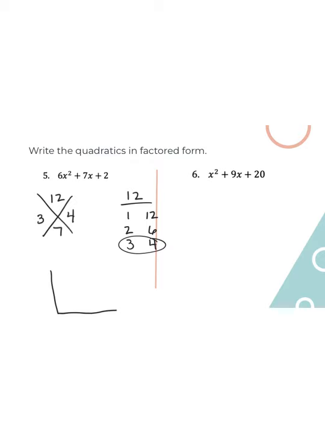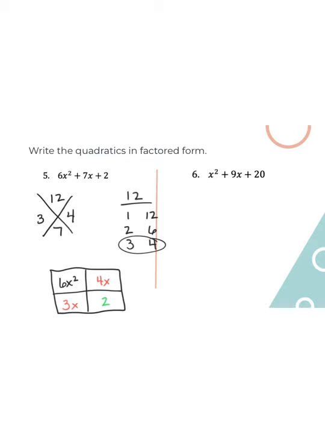I'm going to draw my square. Put my a value right here, 6x squared. Replace my b values. So I have a 3x and a 4x, and then I'm just going to plop in my c value, which is a positive 2. Okay, now I'm going to find everything that will go into both numbers, or find the greatest common factor for each.